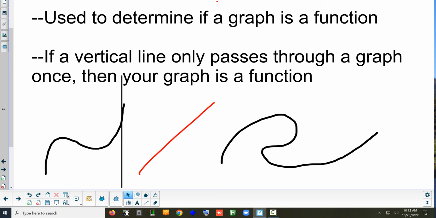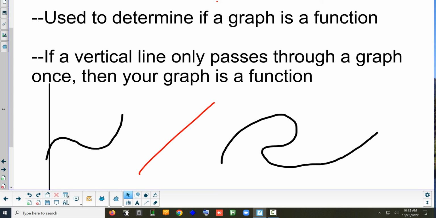So what do you think, Alex? At the ends it looks a little steep, but I'll just fix the ends a little bit. It got a little steep there, but does it ever hit more than once? No. If you drag this through, it never hits the graph anywhere more than once, which means that this shape is a function. What are the coordinates for it?